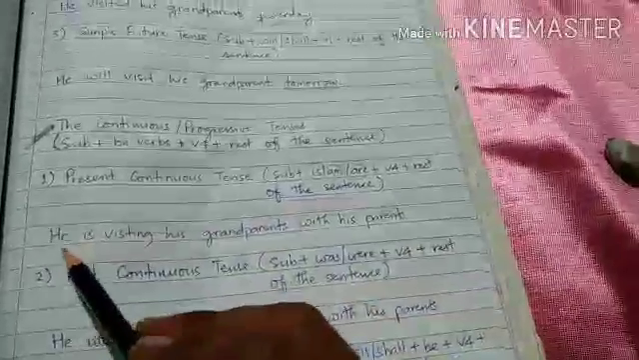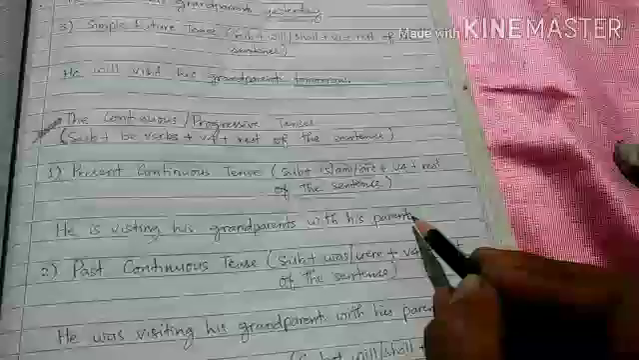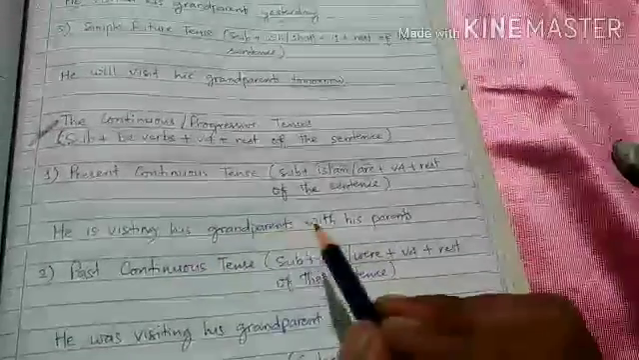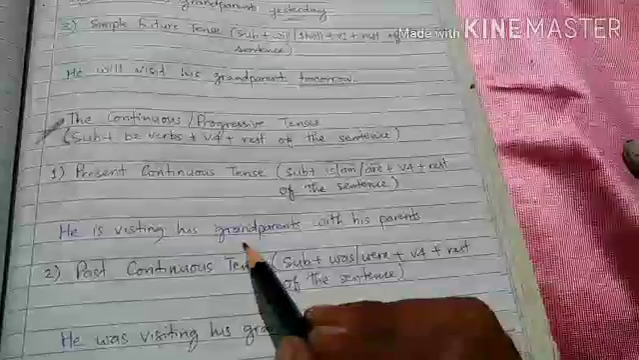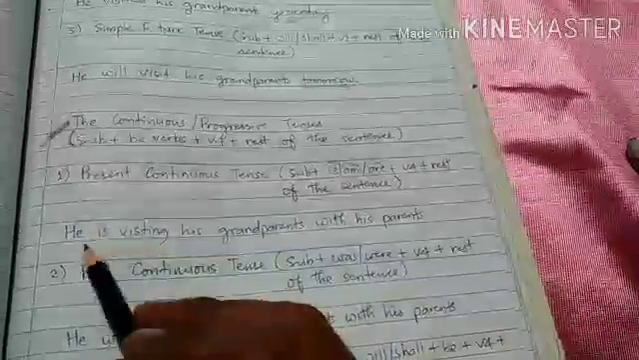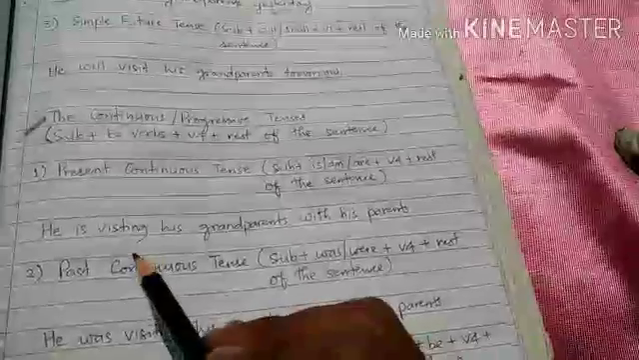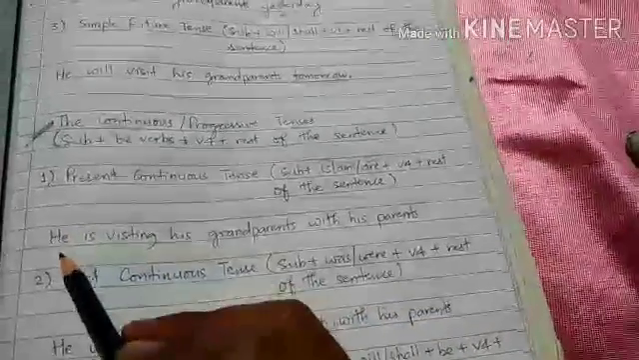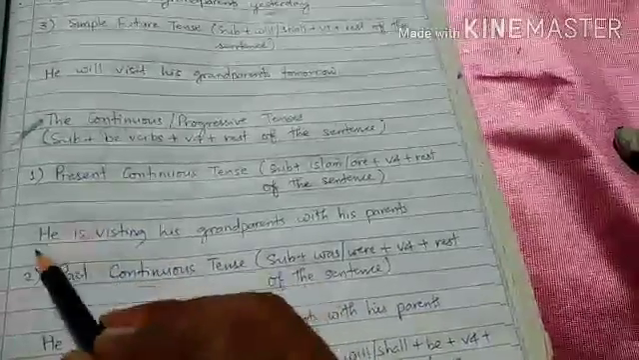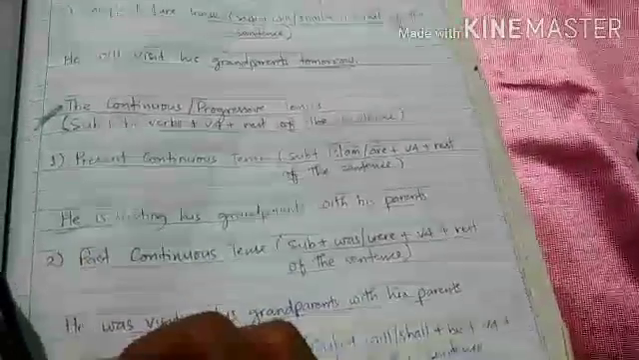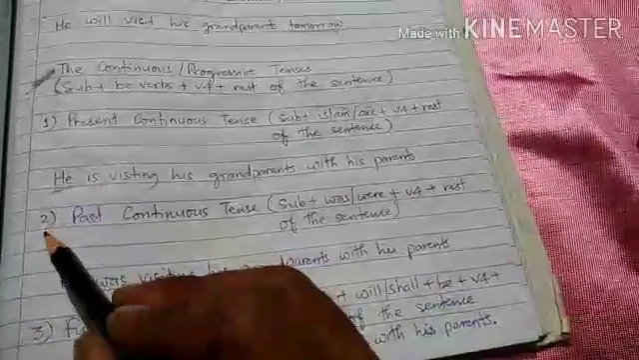Now, he is visiting his grandparents with his parents. Now see here, I have made some changes in the words after the verb, which is the part of the predicate, or we can also say the rest of the sentence. Why is it he here? Because we have the subject singular, he. Now let us come to the past continuous tense.